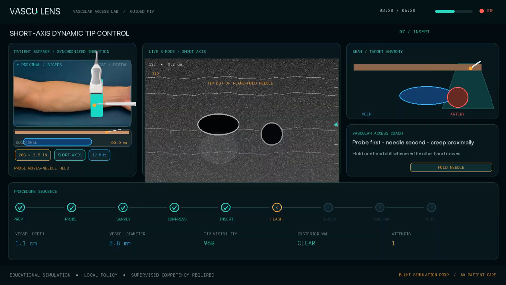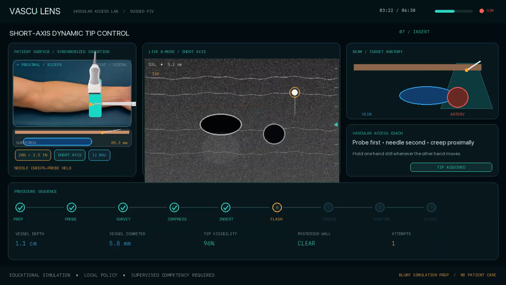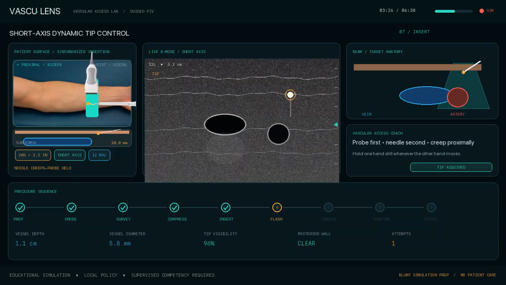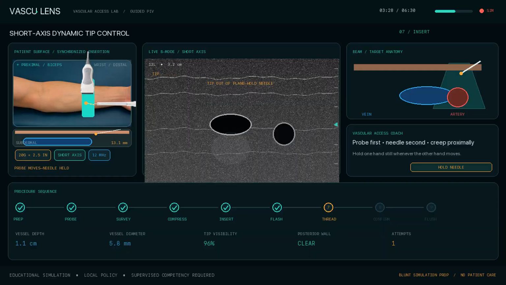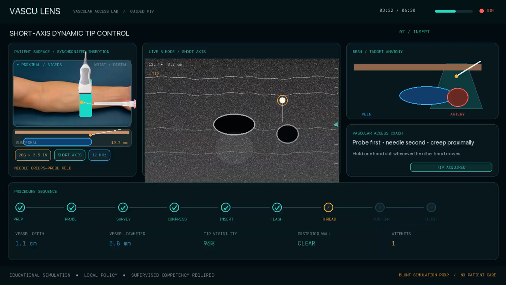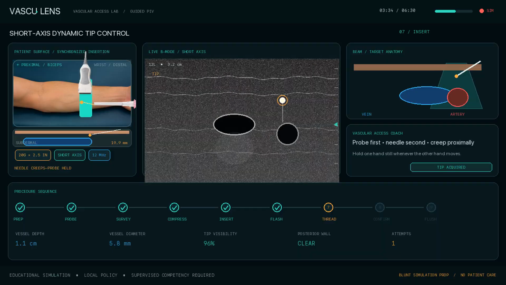For short axis guidance, hold the probe steady over the vessel and insert the catheter immediately distal to the probe at a shallow angle, aiming right to left. The B-mode image shows the leading tip as a bright dot. A bright dot may also be shaft, so stop whenever the true tip is uncertain.